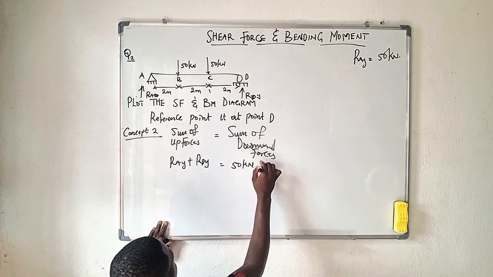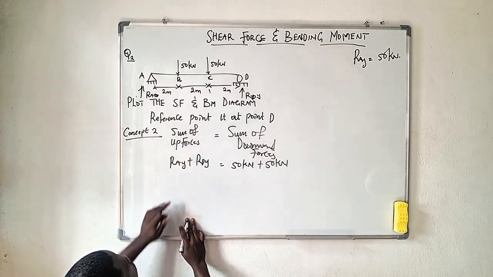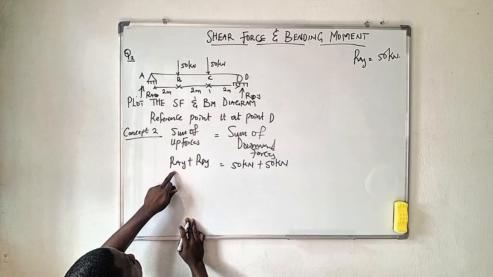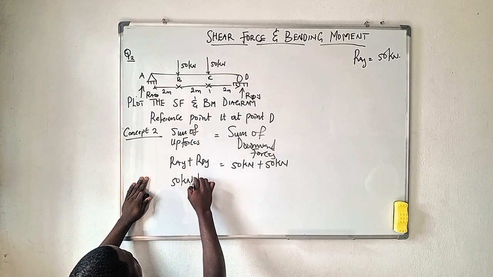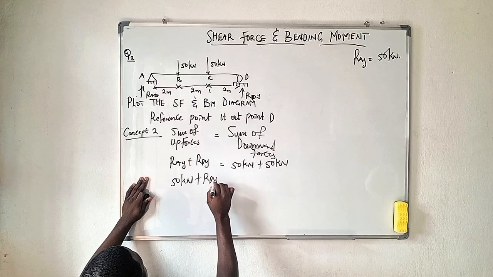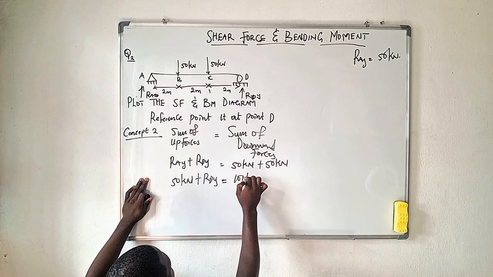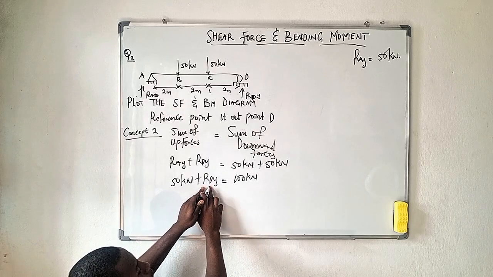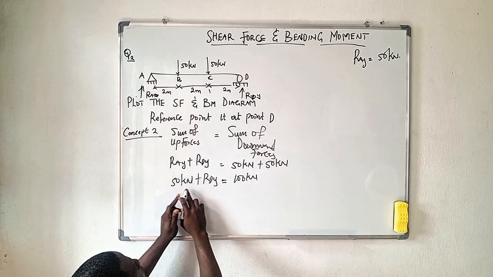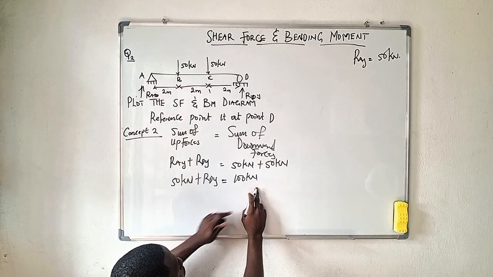For your downward force, we have 50 kilonewton plus the 50 kilonewton, which are in your point load. So basically, we've already gotten RAY to be 50 kilonewton. And we don't know RDY. That's our interest. So this is equal to 100 kilonewton. Now, for you to get your RDY, you make RDY subject of formula by taking your 50 kilonewton down to 100 kilonewton.